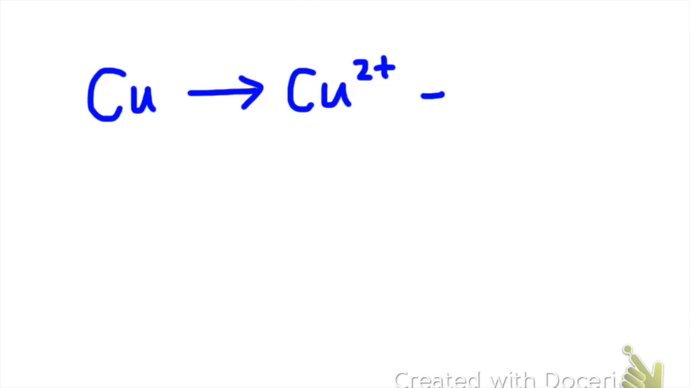Let's look at a fairly common half reaction, copper going to copper 2+ plus 2 electrons. And we can see there that copper is losing 2 electrons to become Cu2+, so it's fairly easy for us to predict that that's an oxidation half reaction. But what do oxidation numbers tell us?